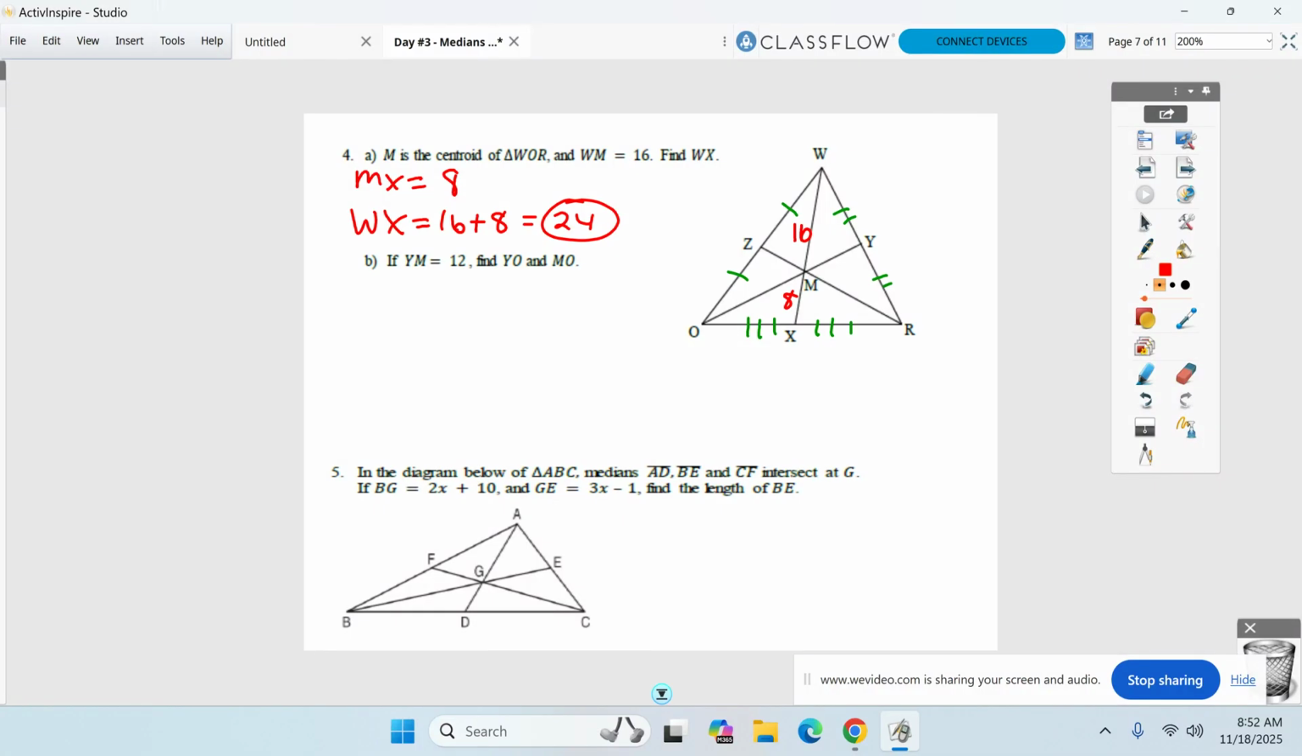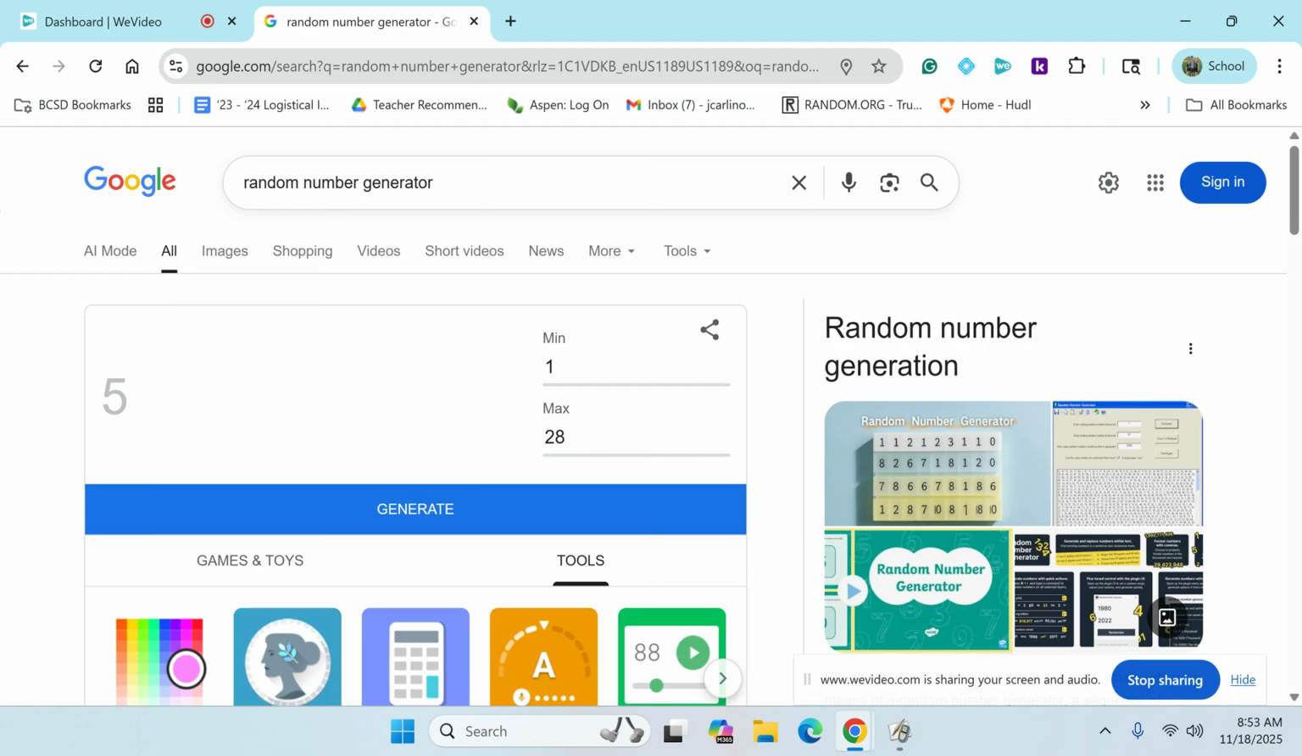All right, next up, same diagram. What do I have? YM is 12. How long are YO and MO? I'm going to start with MO because I can't find YO unless I know MO. All right, look at the diagram. Be careful. How long is MO going to be if M is a centroid? Taylor? 24.